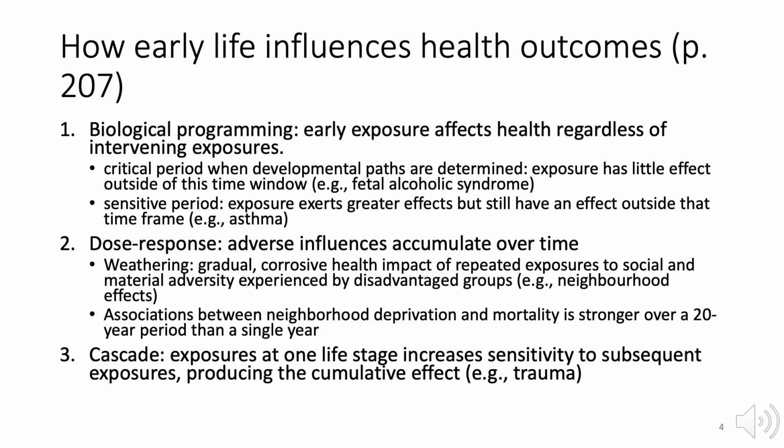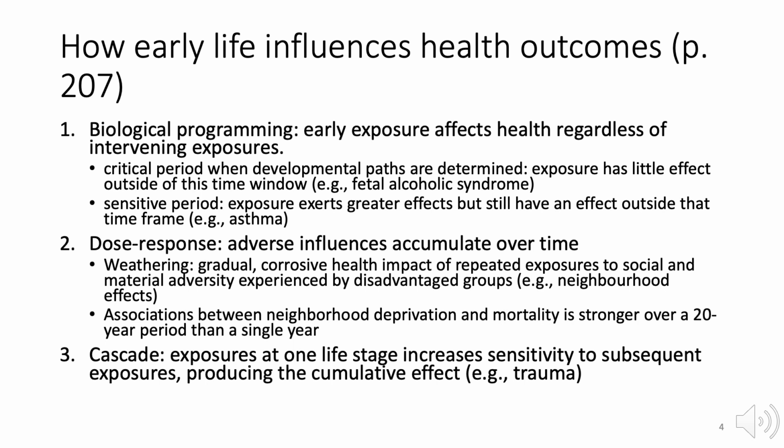Biological programming points to the presence of sensitive periods for some developmental needs. The second is the dose-response relationship. This states that adverse influences accumulate over time. So somebody might have poorer health because they gradually accumulated the corrosive impact of various stresses, both chemical and social, across their life. Somebody who believes in this theory might point to the fact that the association between neighborhood deprivation and mortality is stronger over a 20-year observation than a single-year observation.